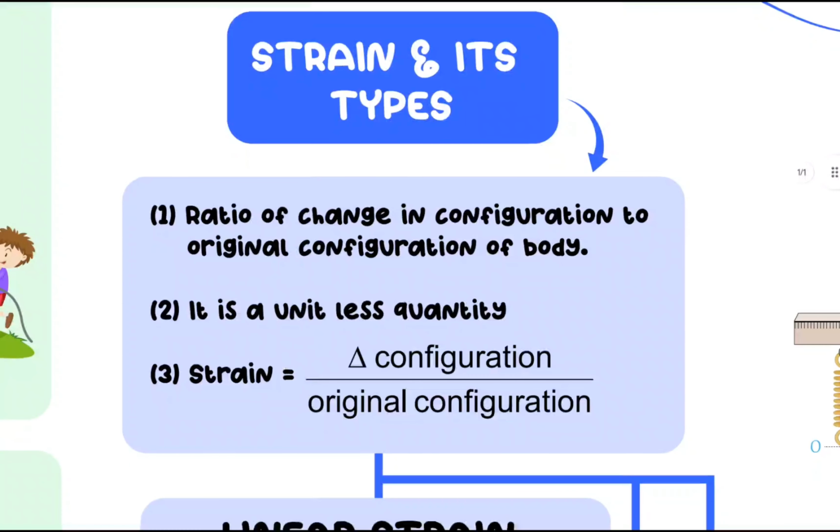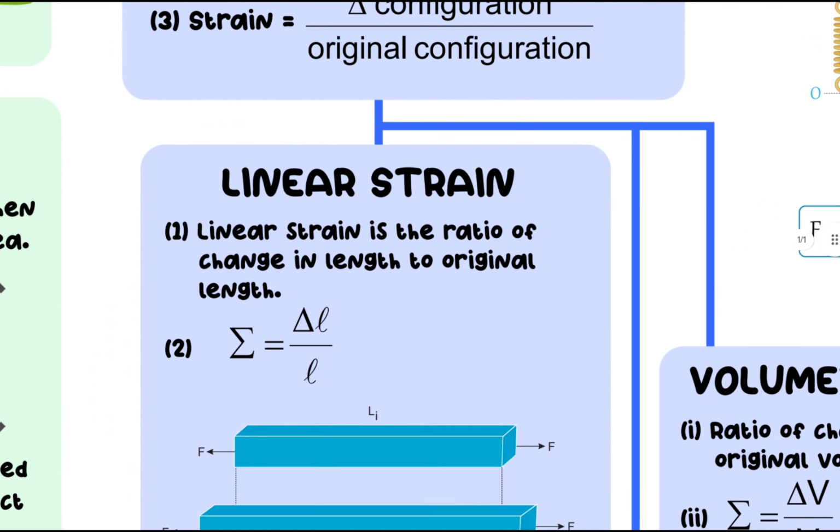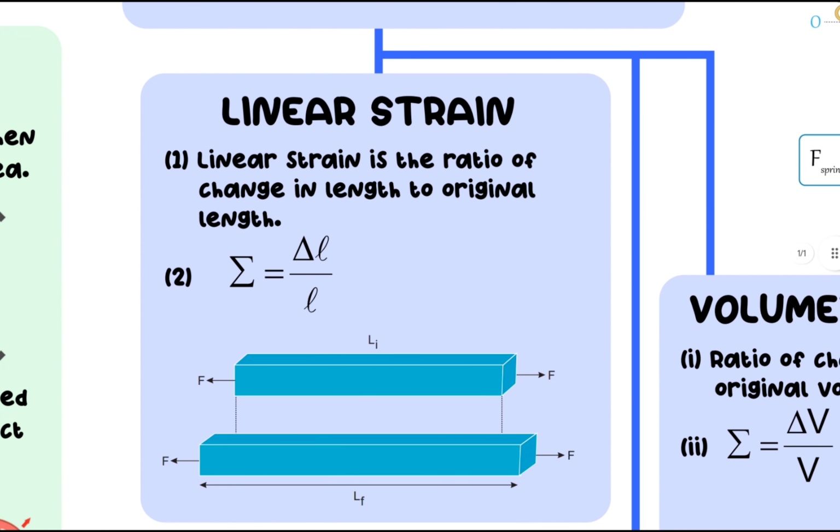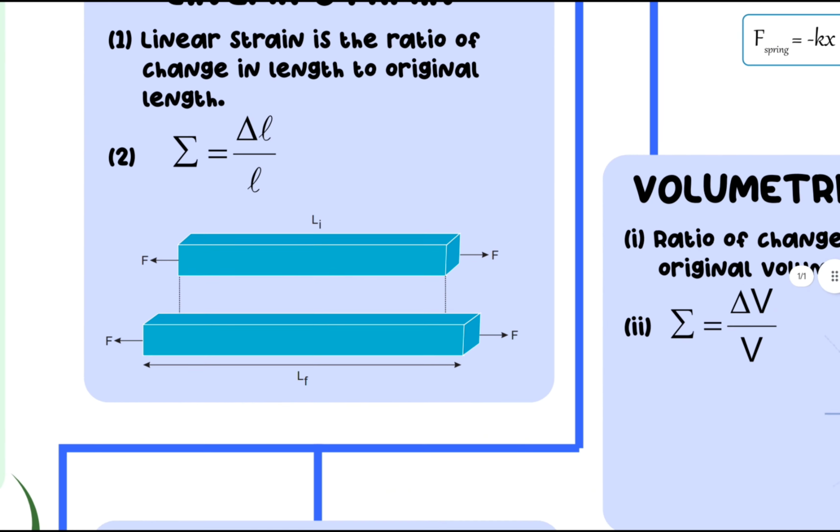Strain and its types. Strain is the ratio of change in configuration to original configuration of the body. It is a unitless quantity. Strain is equal to change in configuration divided by original configuration. Linear strain. Linear strain is the ratio of change in length to the original length. It is delta L divided by L.